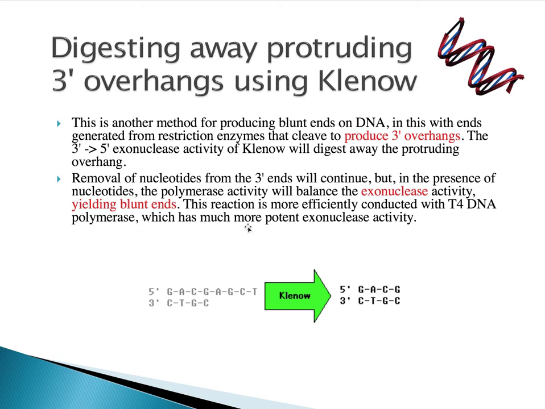So what you can do is, remember, if you have a 3' overhang, you can kick in the 3' to 5' exonuclease activity. Okay. So if you add nucleotides, it's practically going to balance the exonuclease and polymerase activity. So the minute it reaches the part where you have double strand, right here, it's going to stop right there. Okay.